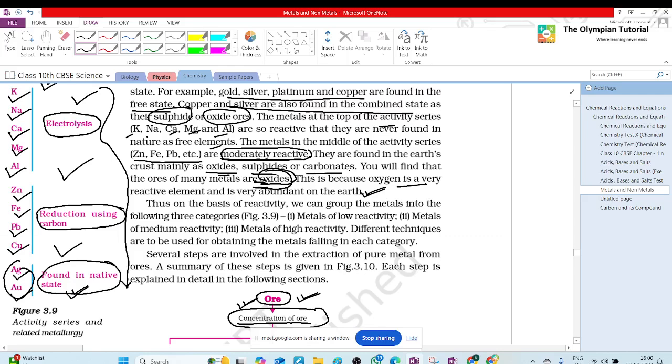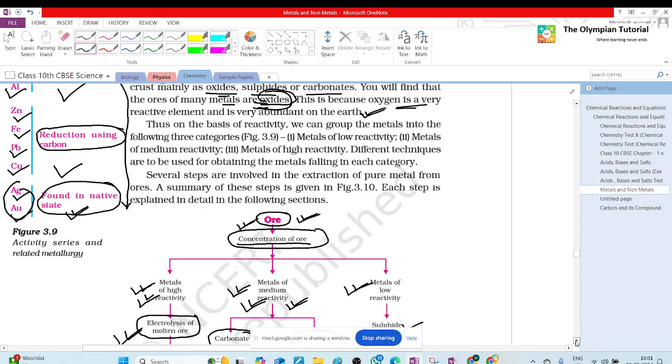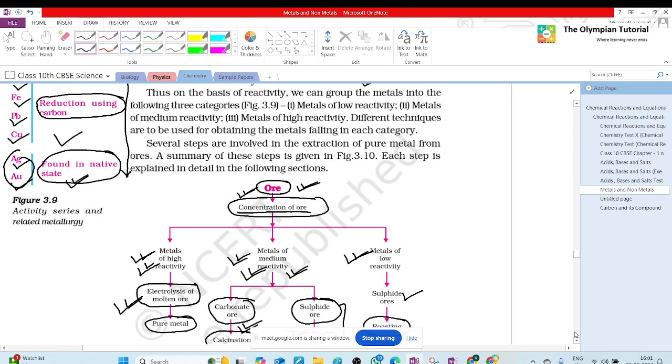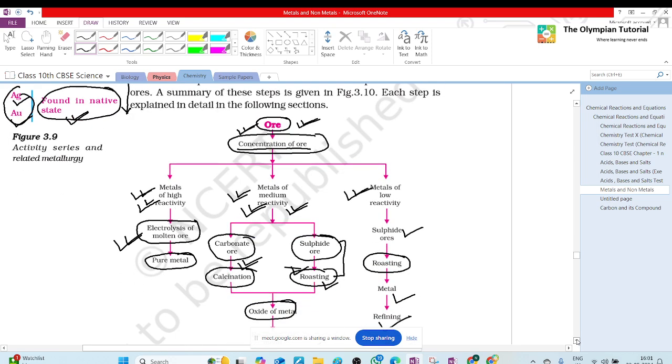You will find that the ores of many metals are oxides. This is because oxygen is very reactive and is very abundant on the earth. Thus on the basis of reactivity, we can group the metals into the following three categories: metals of low reactivity, metals of medium reactivity, and metals of high reactivity. Different techniques are to be used for obtaining the metals falling in each category.